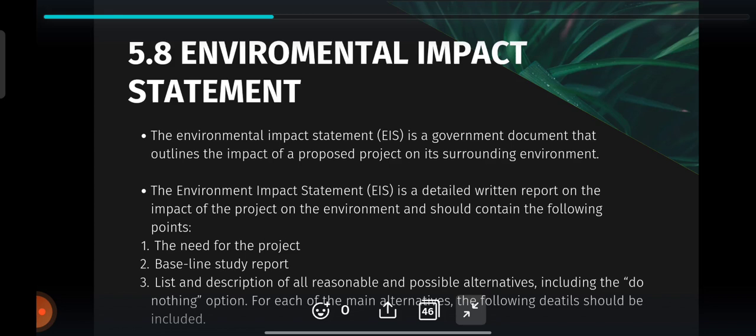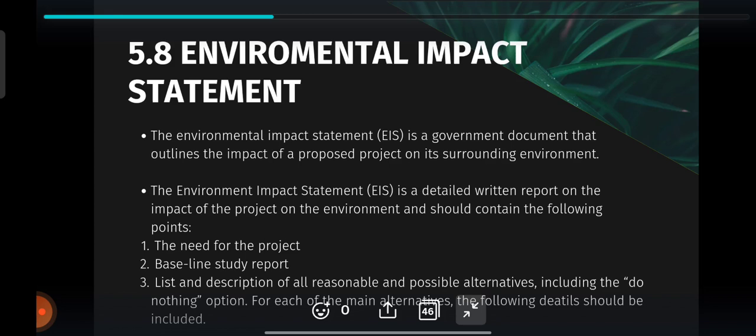So, first point is the need for project. The need for project is a description of the aims and objectives of the project, explaining clearly why the project is required. So, second is the baseline study report. Baseline study report, a comprehensive description of the existing environment, indicating the levels of important environmental parameters quantitatively wherever possible.